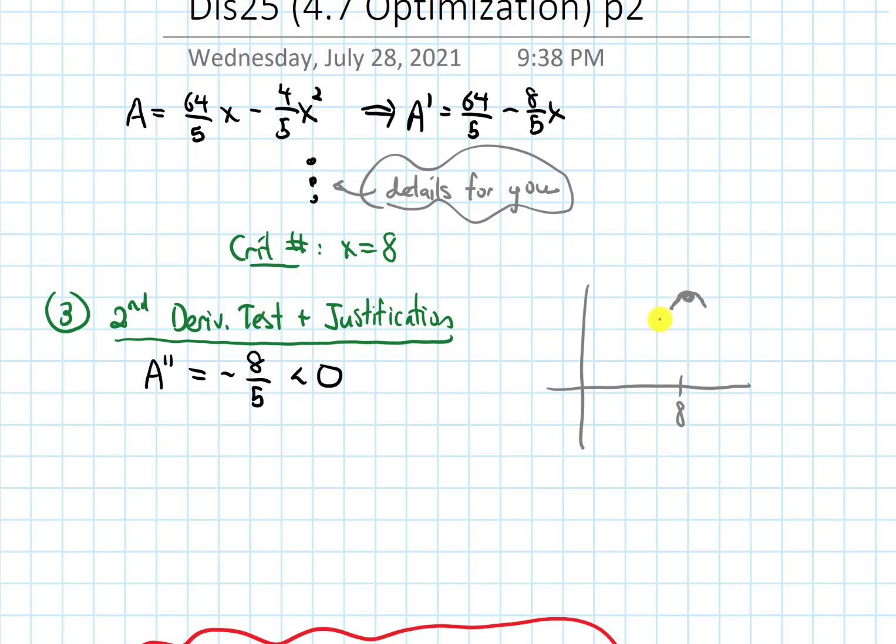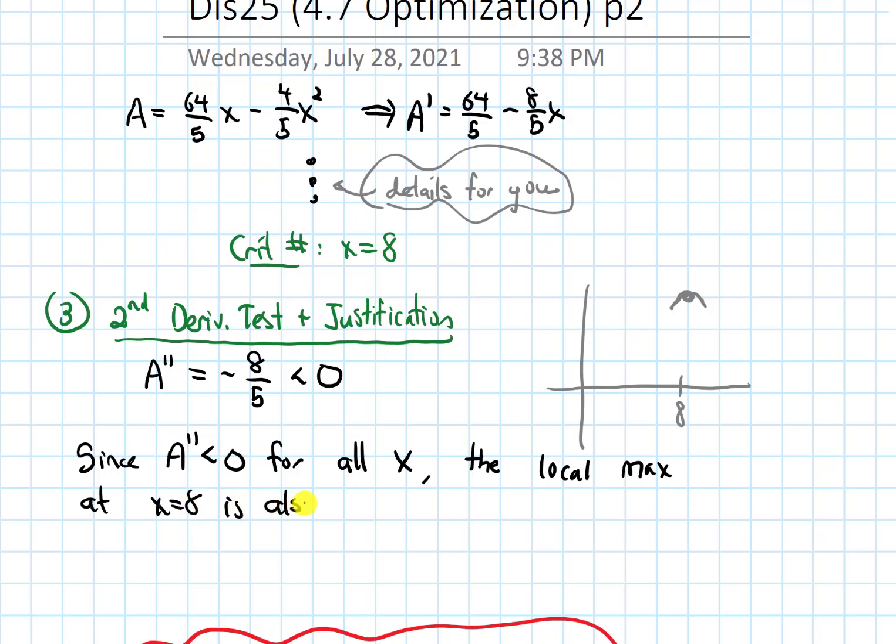But in optimization questions, we're looking for absolute maxes and absolute mins. So we need to somehow justify why this local max is an absolute max. We've seen that justification in the lecture. Let me remind us what it is. We would say, since my second derivative is less than 0 for all values of x, because it's always just negative 8 over 5, the local max that we have at x equals 8 is also an absolute max. What this means is my graph just stays concave down the whole way. And if it stays like that, that has to be an absolute max. So this local max is also an absolute max. All right, and that's what we wanted.